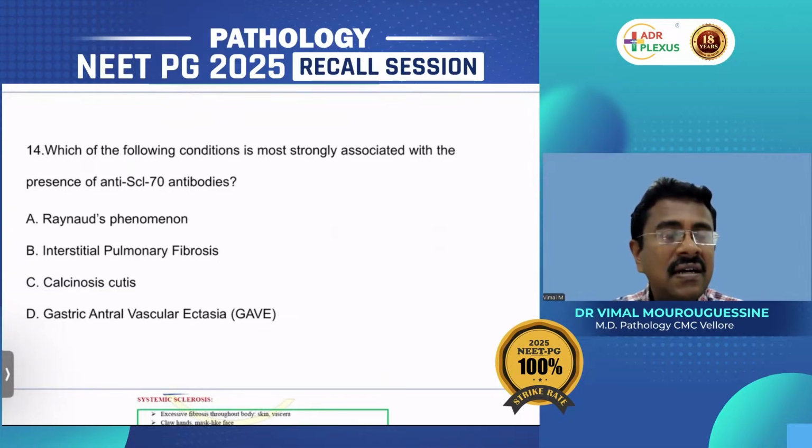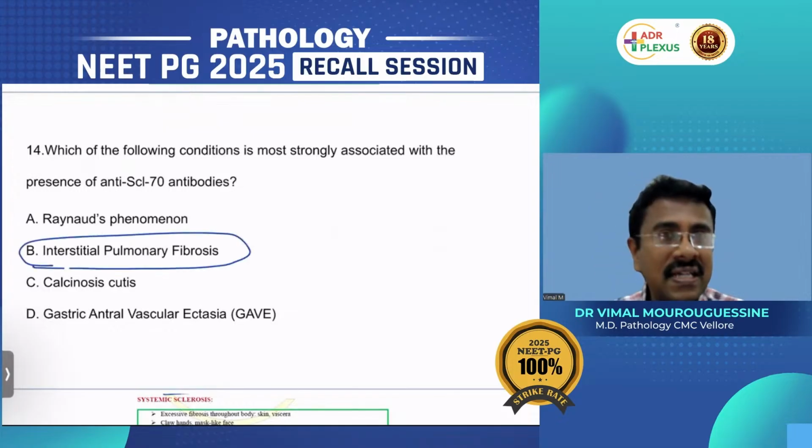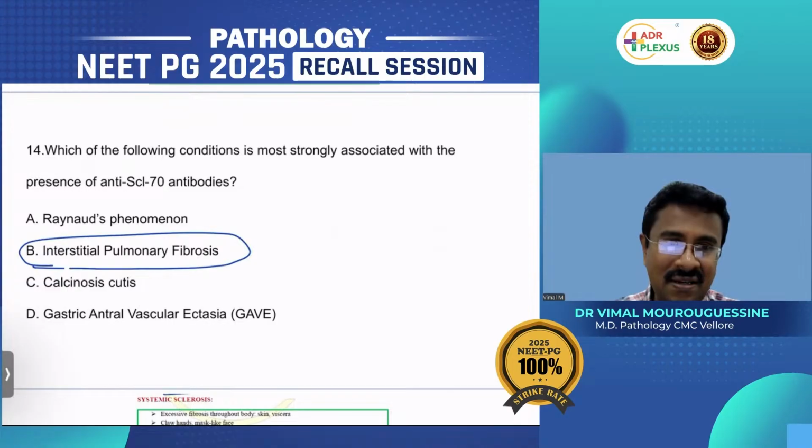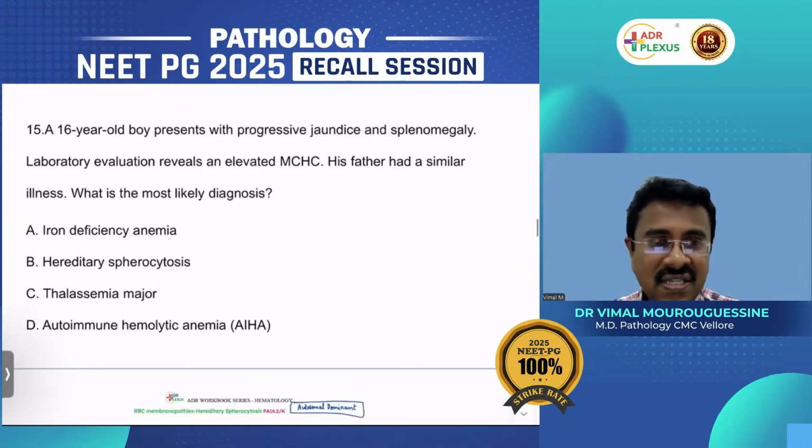So in the diffuse form, the main important feature is lung involvement, a restrictive lung disease characterized by interstitial pulmonary fibrosis. So this is the most correct option here. The other option will not fit here as a feature of these anti-Scl antibodies in systemic sclerosis. So moving on to the next question.